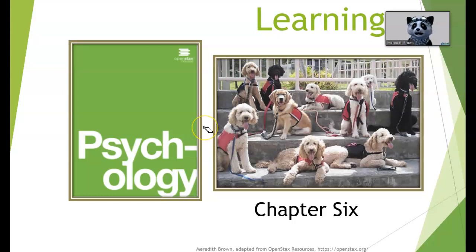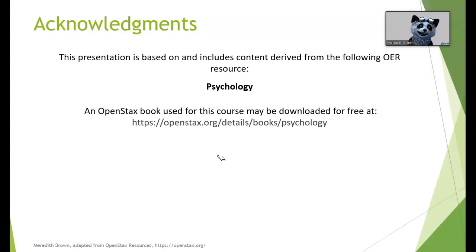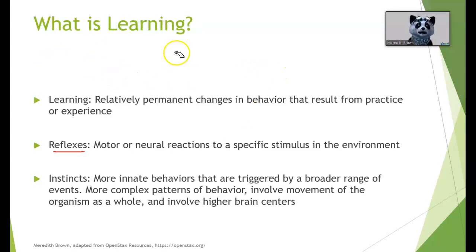We are going into the learning chapter 6 of your OpenStax Psychology textbook. Let's check it out. So first of all, what is learning? Learning is a relatively permanent change in behavior that results from practice or experience. We have learned something, okay? Also, we have some terms to know.